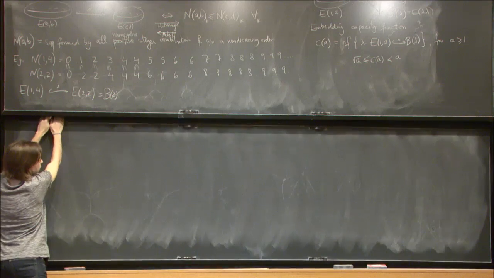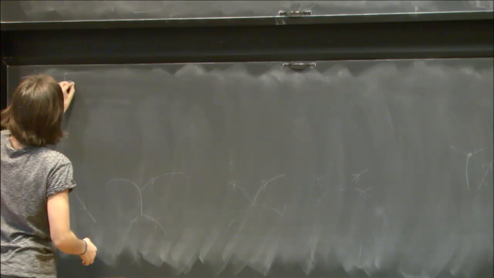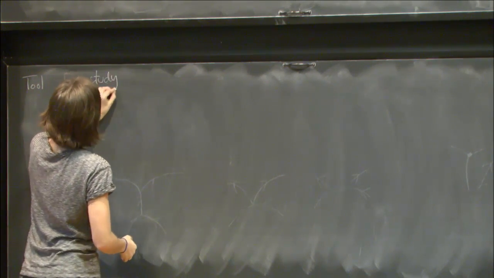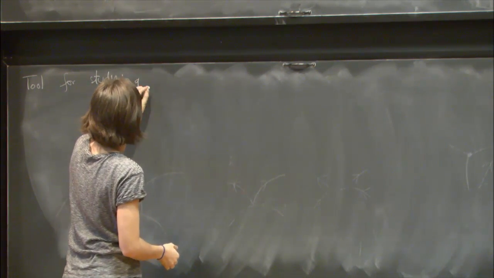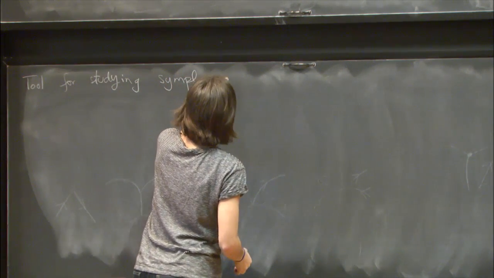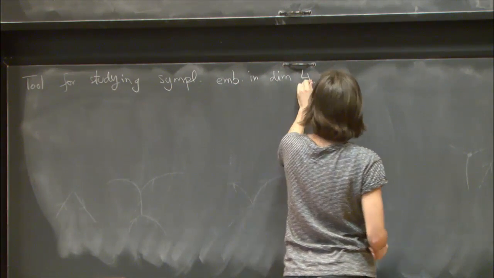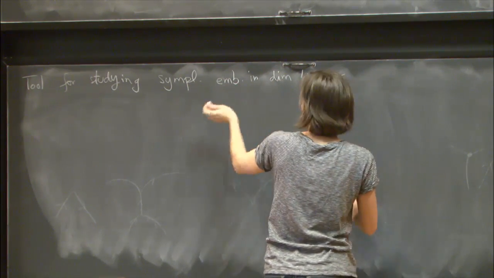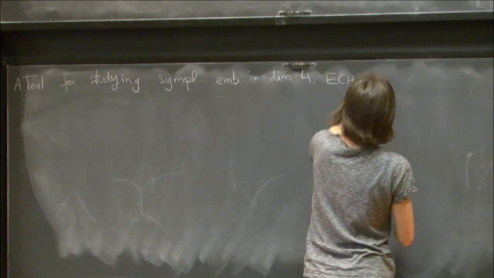To tell you where we looked, I'll talk a little bit about ECH capacity. So it's a tool for studying symplectic embeddings in dimension 4. Okay. ECH capacities.